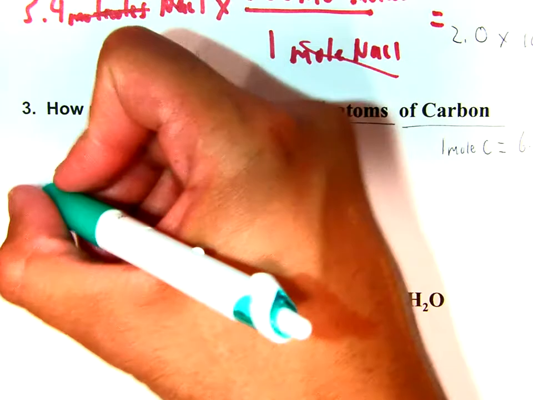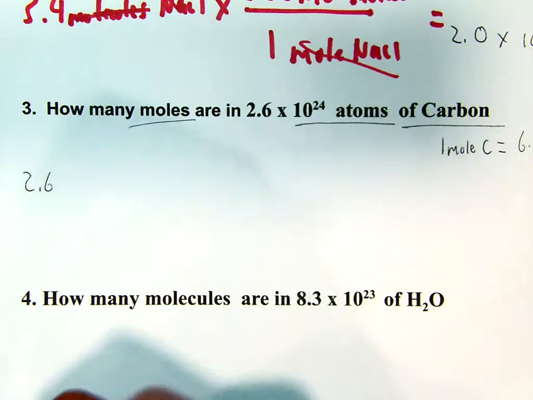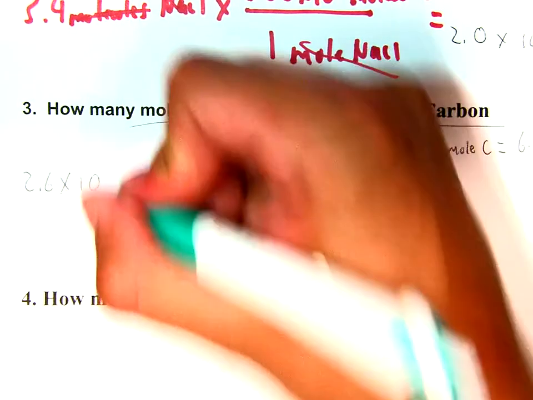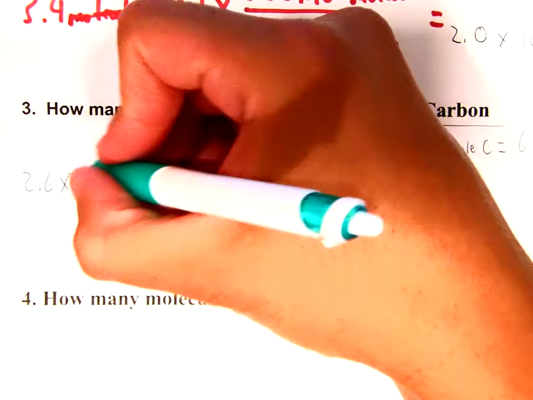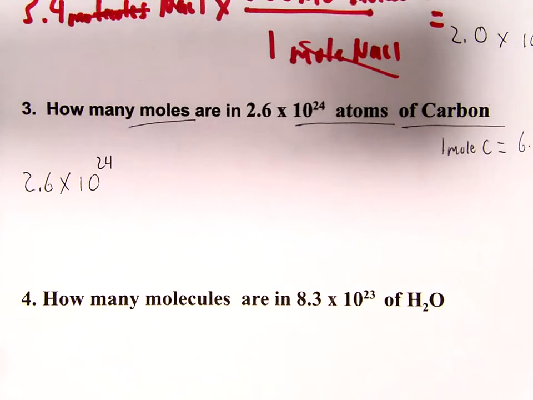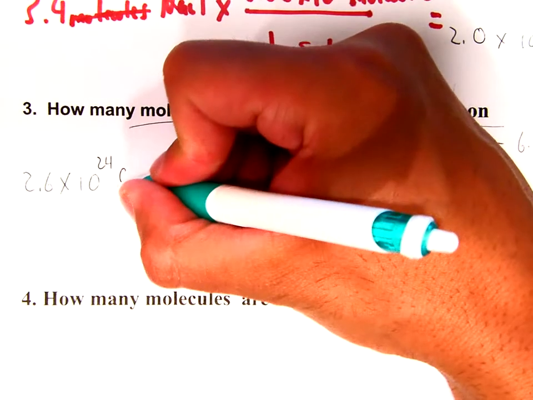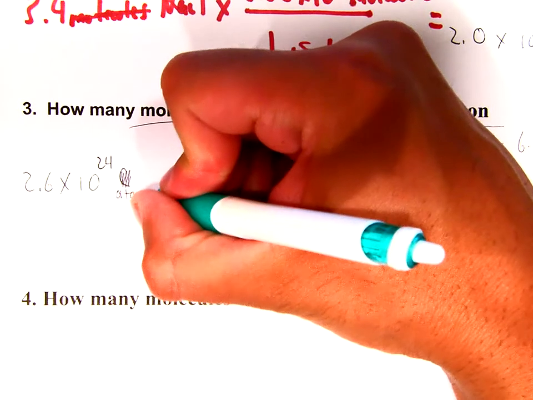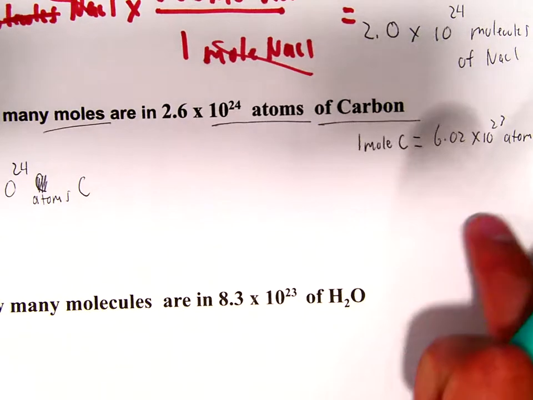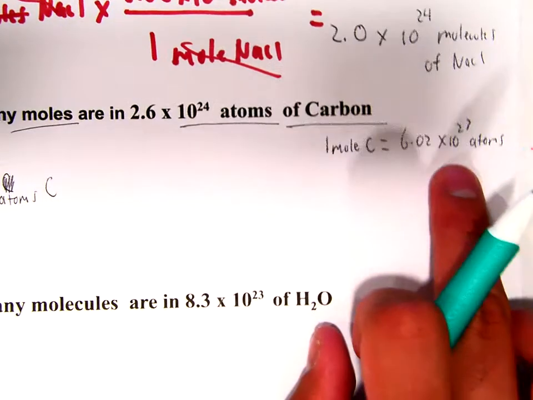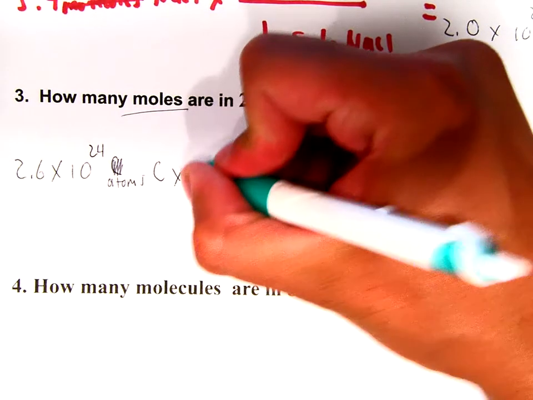So I have 2.6 times 10 to the 24 atoms of carbon. Okay? Atoms of, I should start, let me write atoms here. That's my starting unit. Atoms of carbon. I'm going to go ahead and multiply this times this, so conversion fraction. So what goes on the bottom now is Avogadro's number, right? Because I want to figure out how many moles I have.